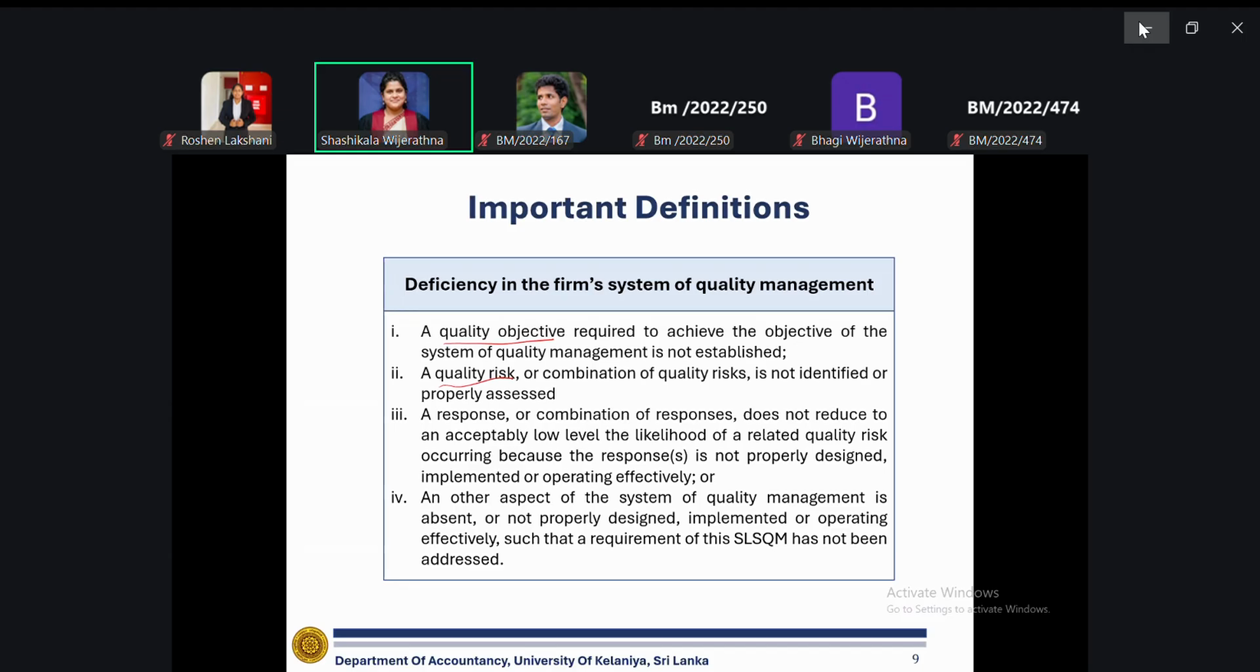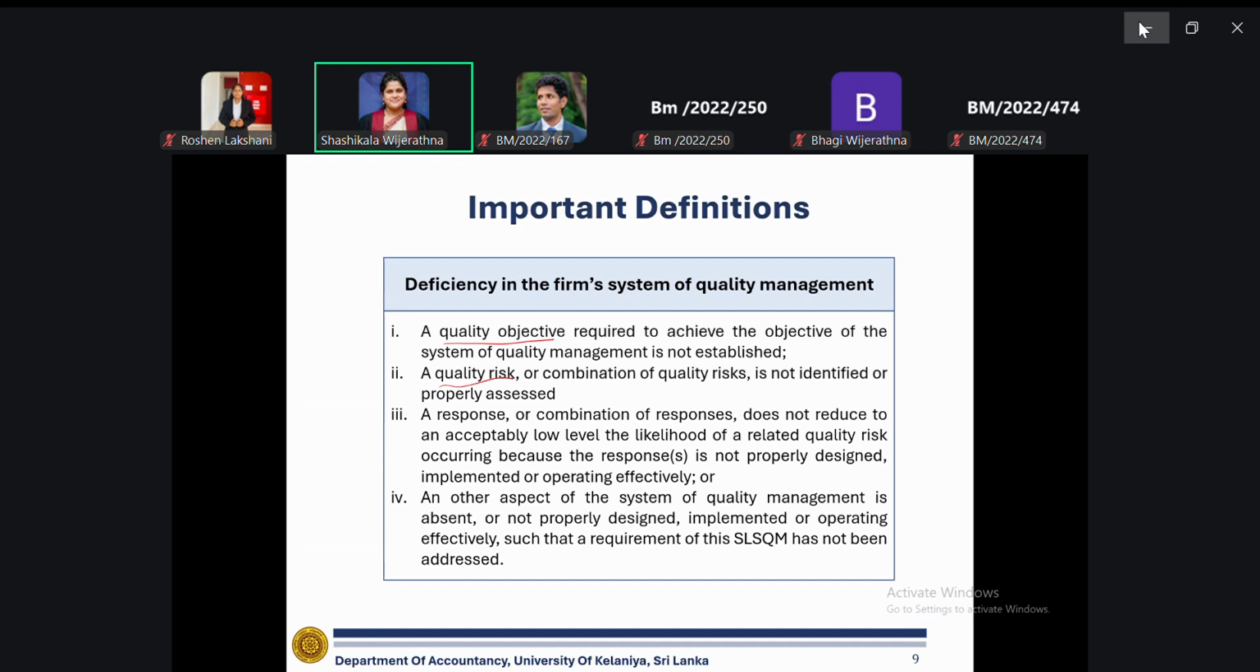So the first deficiency is that the quality objectives have not been established, and then the quality risks which prevent us from achieving our quality objectives. The third one is we have set the responses to identified quality risks, but those responses do not reduce the identified risk to an acceptably low level. Again, I have given the responses, but they are not sufficient. That is the simple meaning. I have given the responses for the identified quality risk, but those do not have the ability to reduce this identified risk to an acceptably low level.